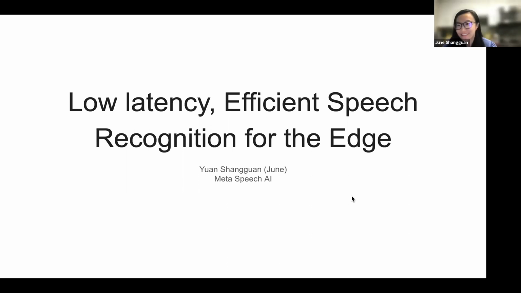Thank you, Professor Yuan, and thank you everyone for inviting me here. Many years ago, I sat exactly where you're sitting to look at the industry as well as academia research. So today, the topic is going to be low latency efficient speech recognition for edge devices.